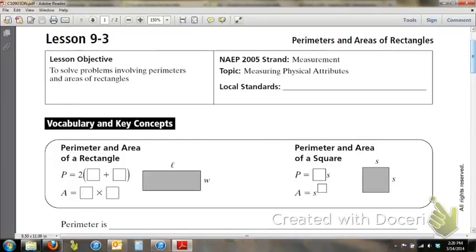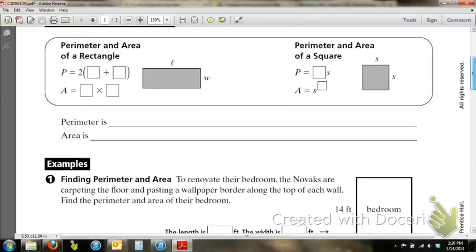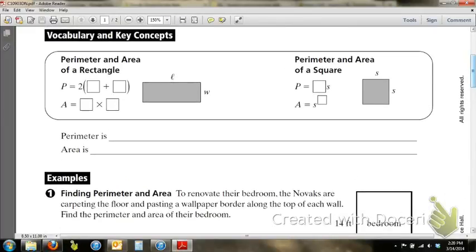In Lesson 9.3, we're going to take a look at perimeters and areas of rectangles. So first, we're going to take a look at the formulas, and then also the definitions. The formula for perimeter is 2 times the length plus the width. And the area of a rectangle is just length times width. And these are the script L's. It's okay if you use a capital L.